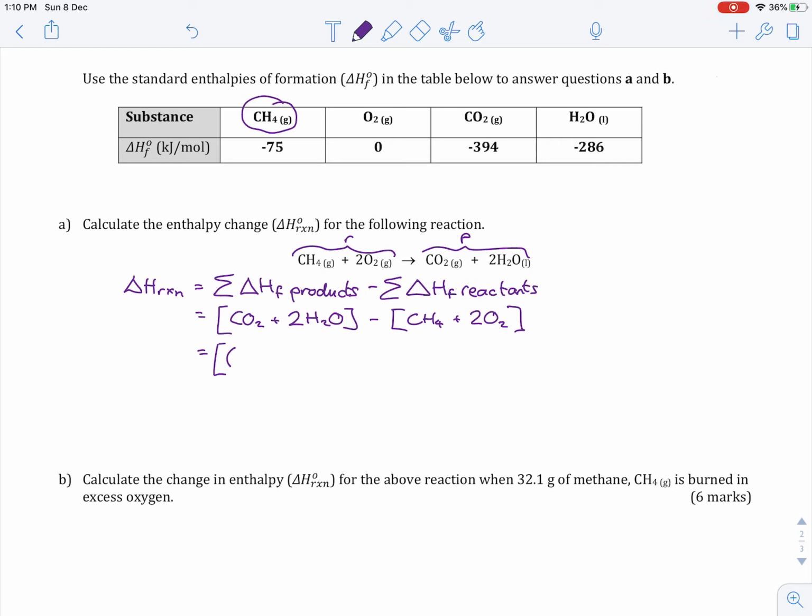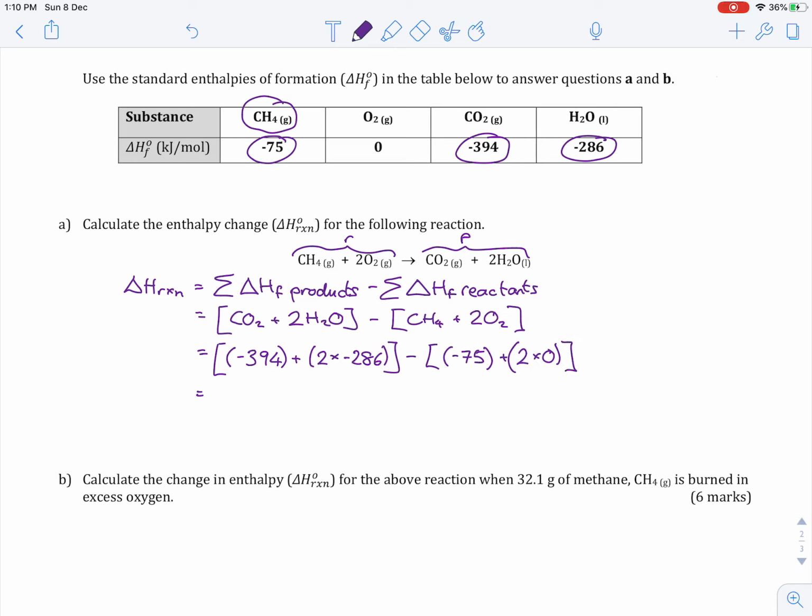Now you can start doing your substitution. Using the numbers at the top, CO2 is minus 394. You're then going to be looking at water. We've got 2 of them, so make sure you do 2 multiplied by water, which is minus 286. And then you're going to be subtracting methane, which is minus 75. And from that, you've got 2 times 0, which of course is 0.